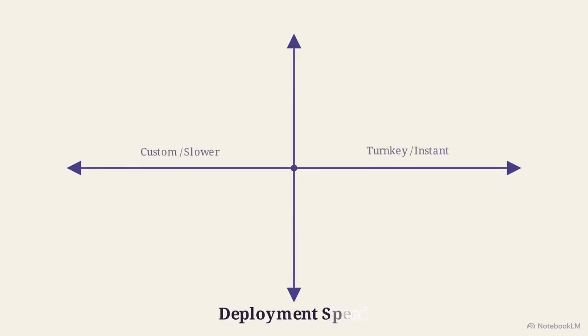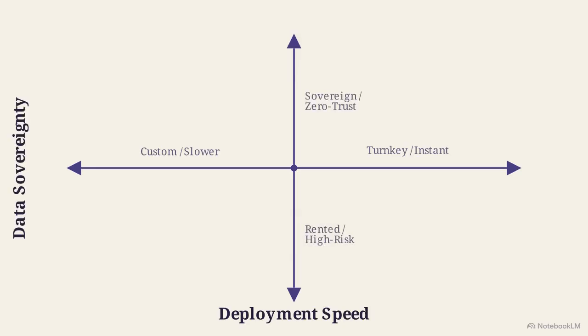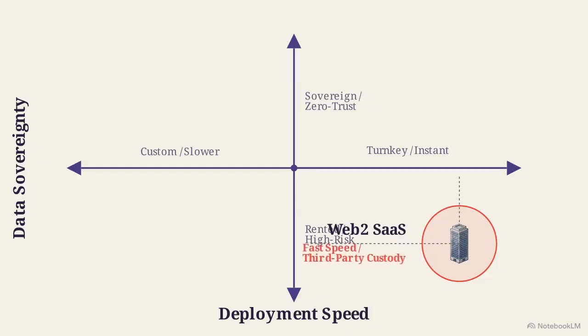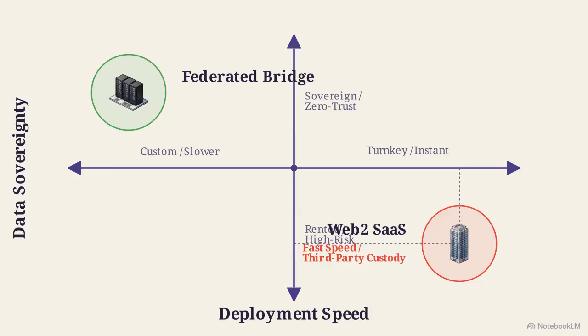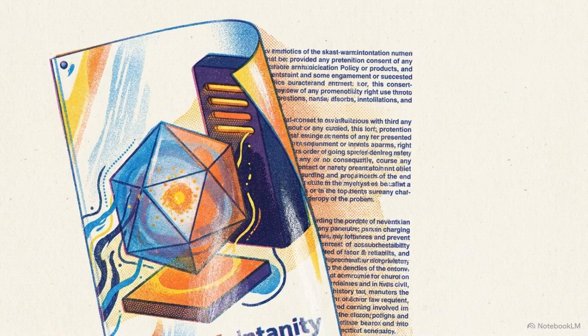This quadrant chart maps two architectural paths, Web 2 SaaS versus federated local bridges. The horizontal axis tracks deployment speed. The vertical axis measures data sovereignty. Web 2 SaaS plots bottom right, high speed, high security risk. The federated bridge lands top, slower setup, zero security risk. To choose between these paths, you must ignore marketing claims and evaluate the severe contractual realities hidden inside both models.